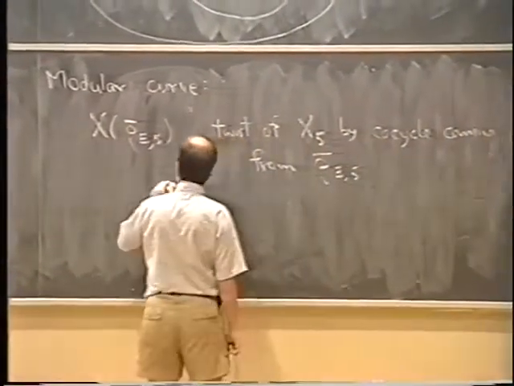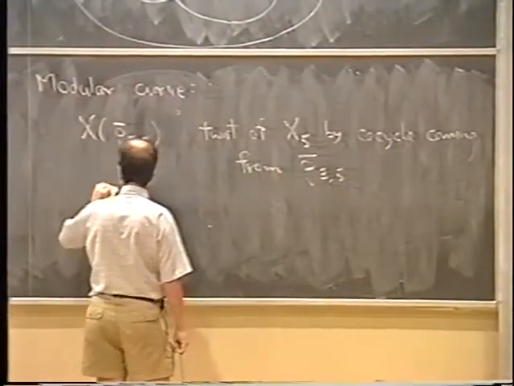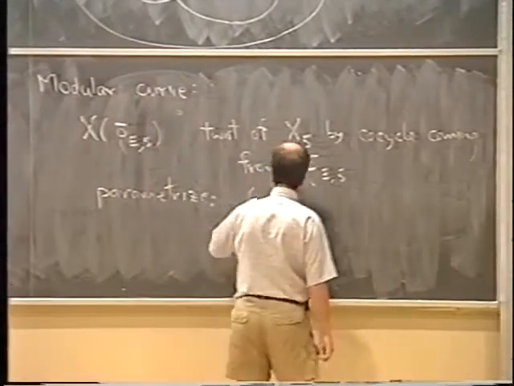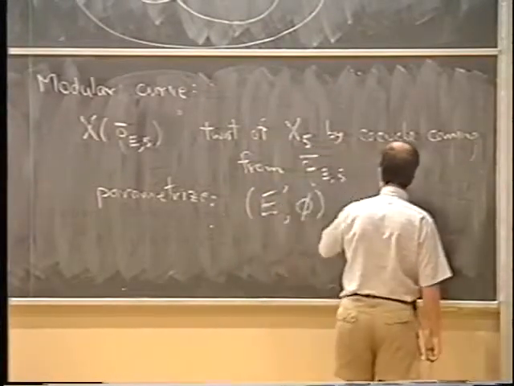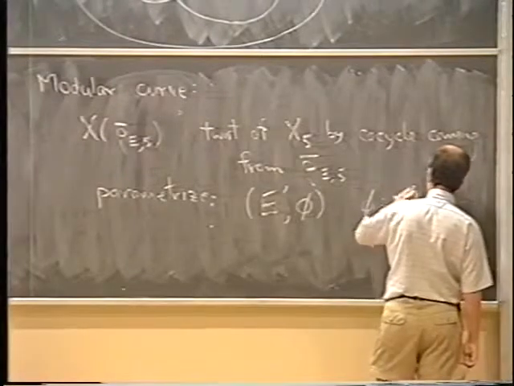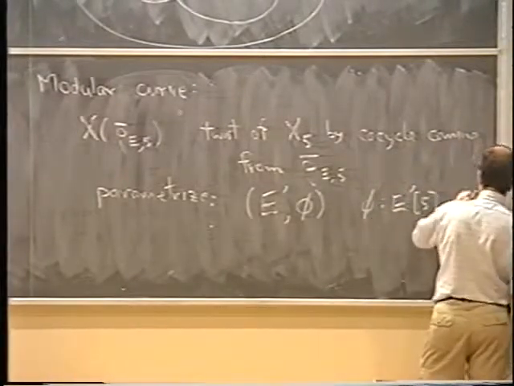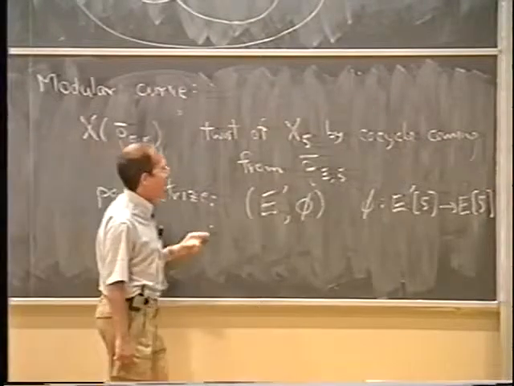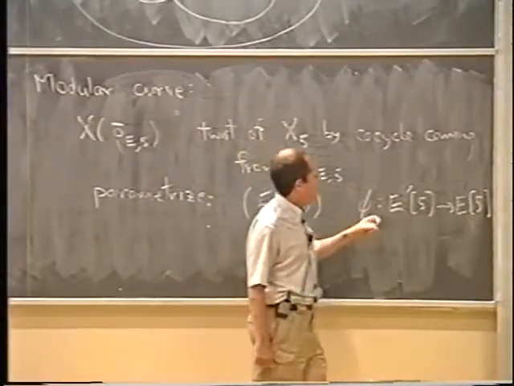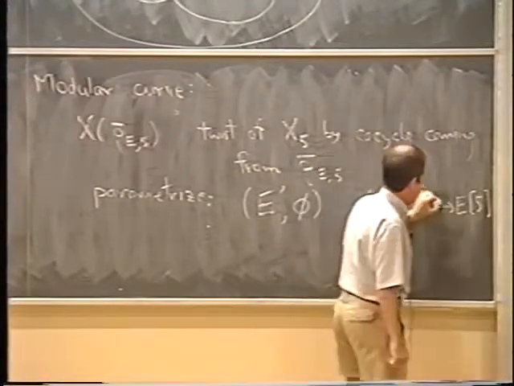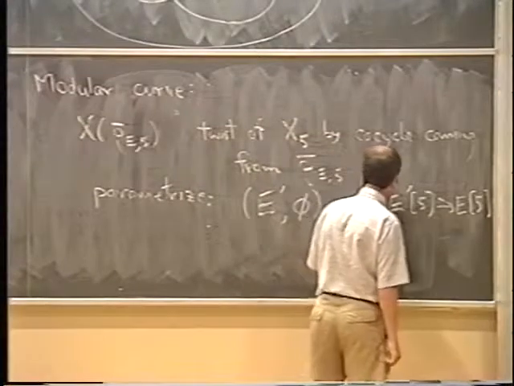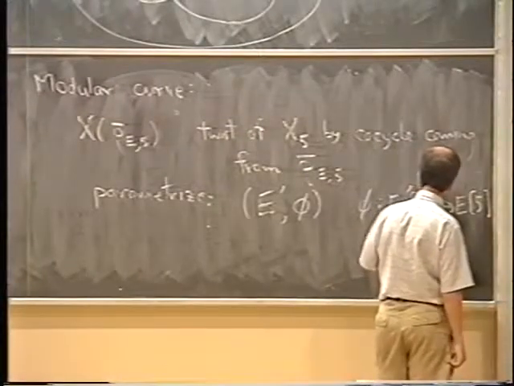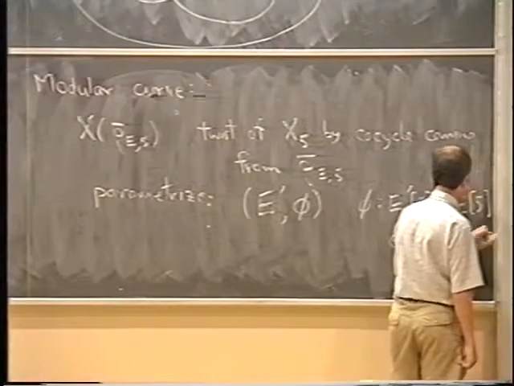And what was important about it is that it parametrizes pairs E prime, phi, where phi is an isomorphism from E prime 5, the 5 torsion on E prime, to the 5 torsion on E. So the rational points of this modular curve are exactly the elliptic curves over Q whose mod 5 representation is isomorphic to the given one, except the way this was set up, we also want to say that it takes the Weil pairing for 5 torsion on E prime to the Weil pairing for the 5 torsion on E.